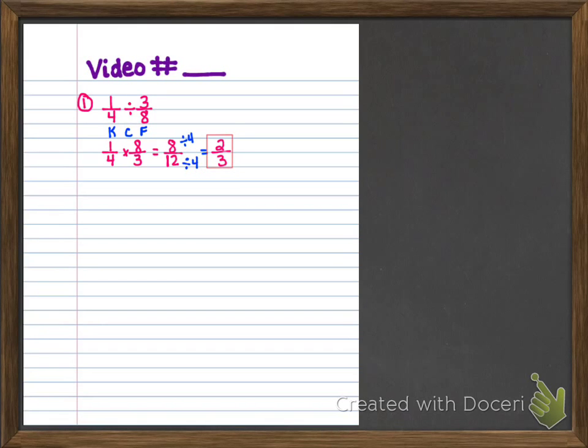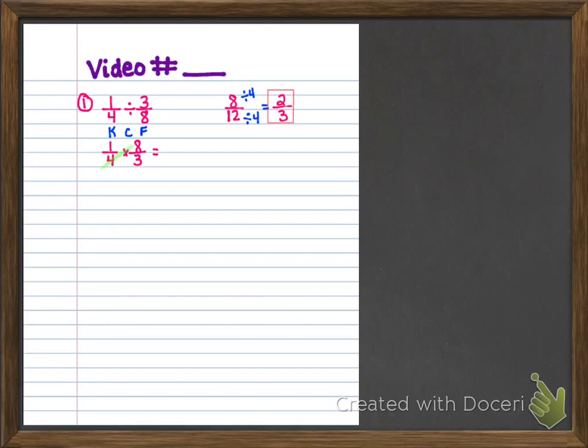Now I want to show you the same problem again, except this time I want to show you how we can cross simplify. So what I'm going to do is take part of this off to the side. I'm going to move it all the way over here. And so now we're going to see what happens when we cross simplify.